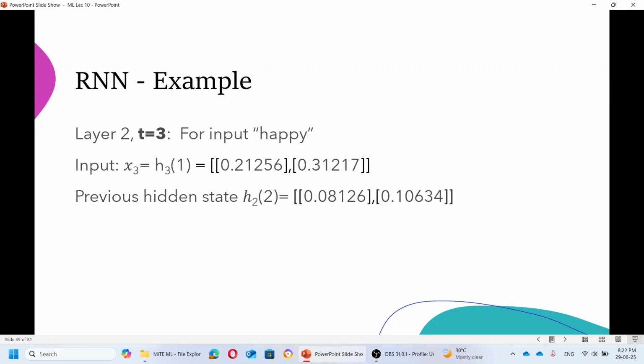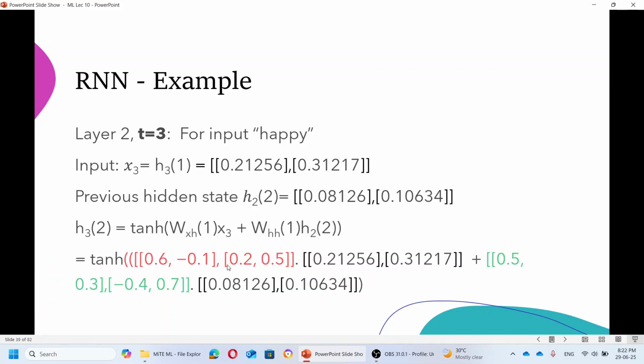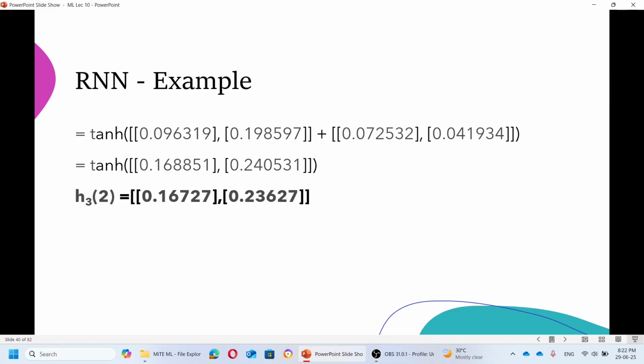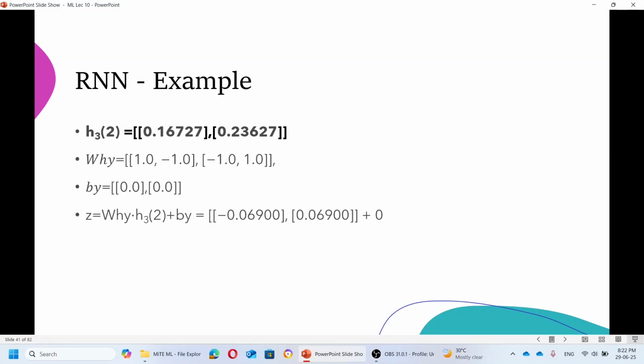Now this output of the first hidden layer will be passed to the second hidden layer. Again similarly we apply the values. Here this is the value of the first hidden layer, and this is the value from the previous t is equal to 2 of the second hidden layer. And then we again get h32 is equal to 0.1627 and 0.23627. And as I told you, we had to add a bias in each one of them, but we had assumed for the simplicity of the computation that all biases are 0.